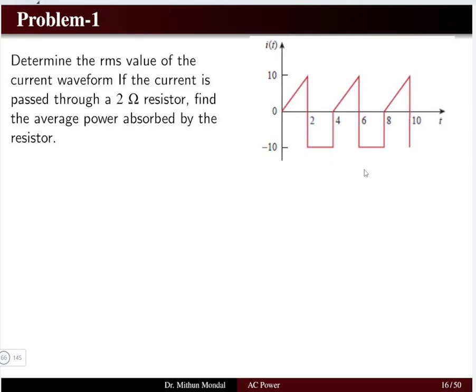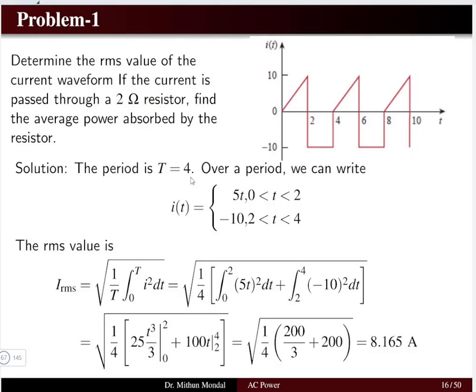So you have been given one waveform. Determine the RMS value, that is the root mean square value, or the effective value, the other name is there, of the current waveform which is shown. On the y-axis you have the current with respect to time t. If the current is passed through a 2 ohm resistor, find the average power absorbed by the resistor. So you have to determine the RMS value and you have to determine the average power also.